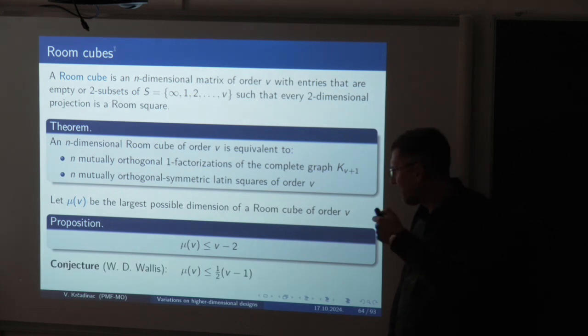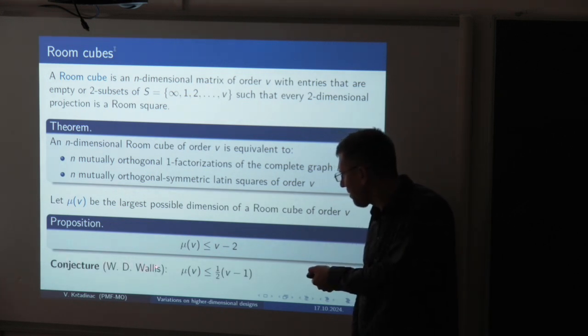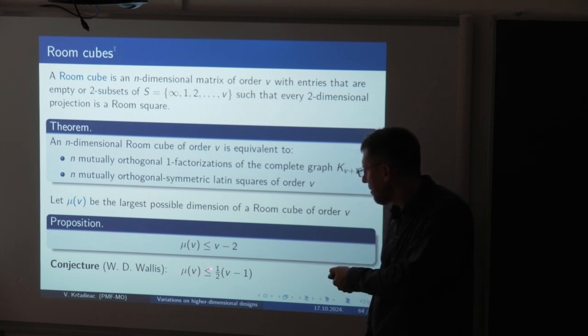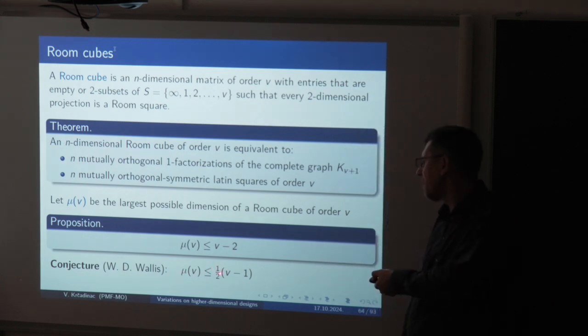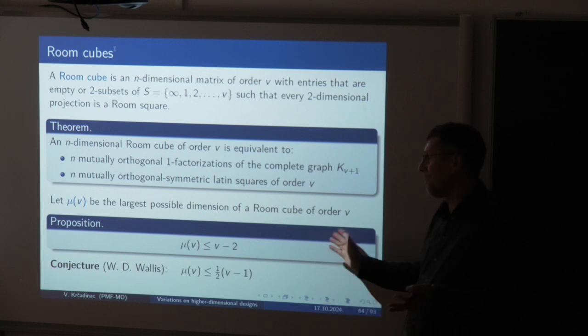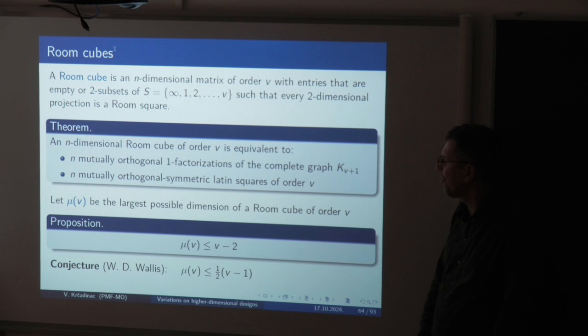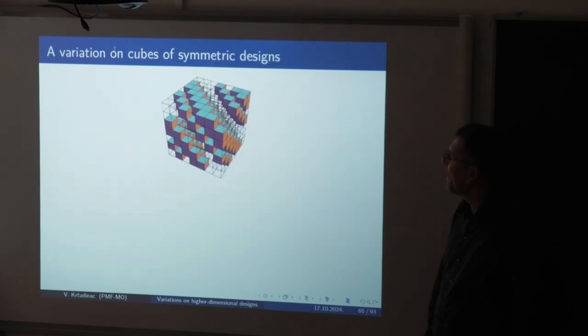Actually, a conjecture by Walter Wallis is that this bound is not sharp, that there is a much tighter bound, so half of this square, roughly. I don't know, I didn't color this conjecture because I don't know how difficult this is. It might be doable, but I don't really have as much experience with room cubes, so I don't know.